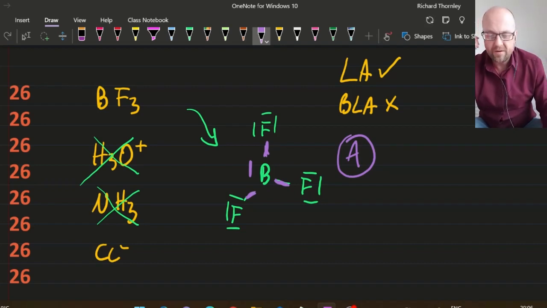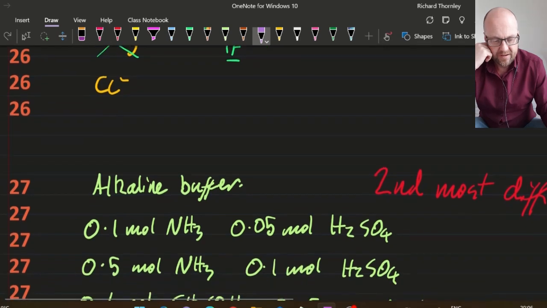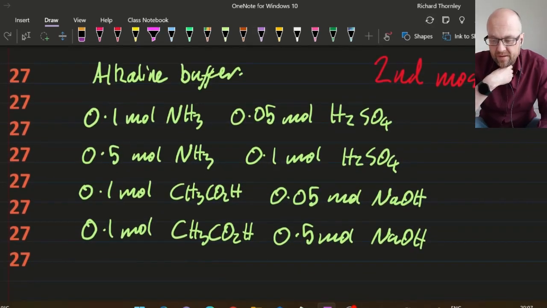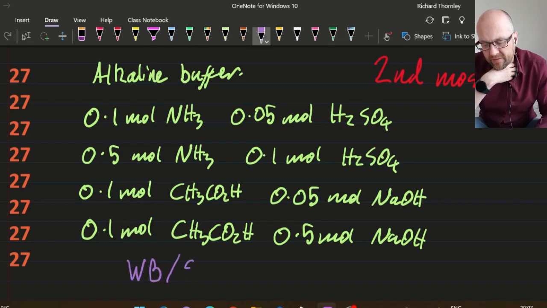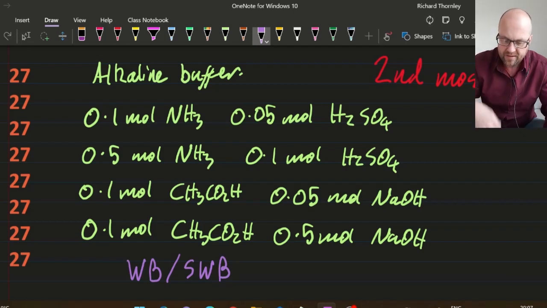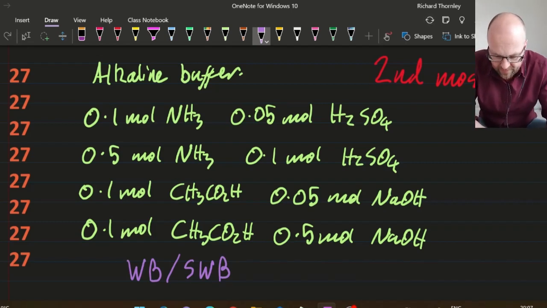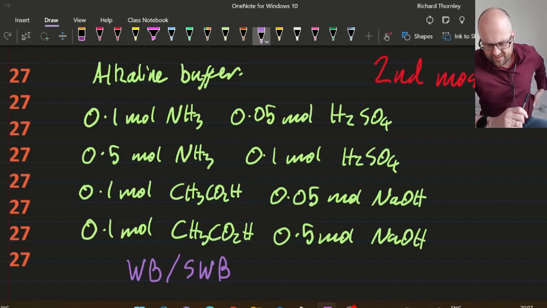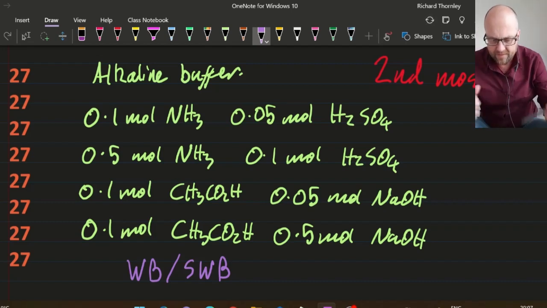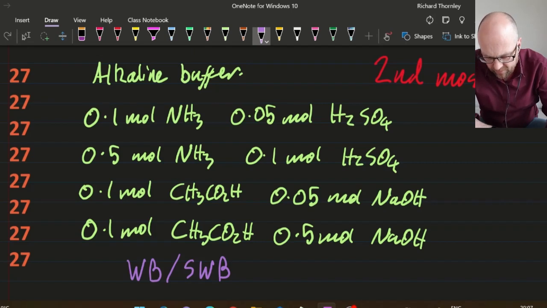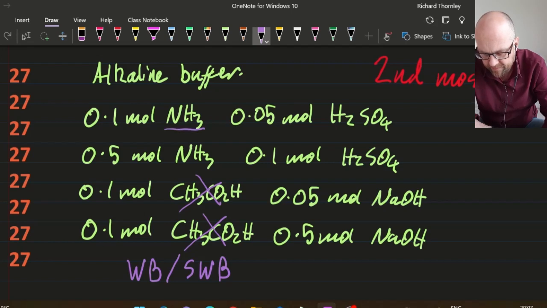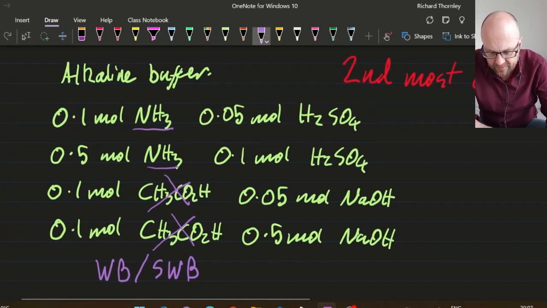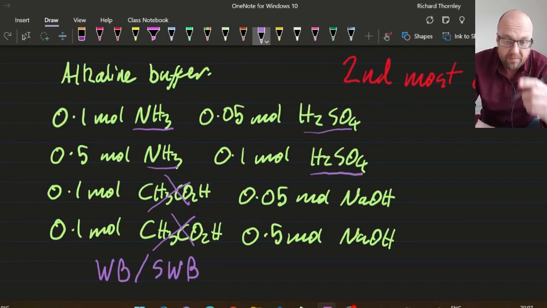27, what produces an alkaline buffer? Second most difficult. An alkaline buffer is made from a weak base and the salt of a weak base. Let's see if any of that's present here. So I've got weak acid here, weak acid here, and here are my weak bases. Neither of these are the salt of a weak base. So it looks at first blush that there's no correct answer, but there is.